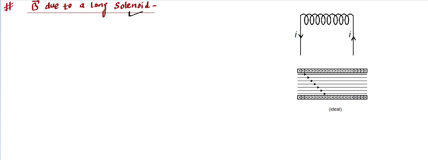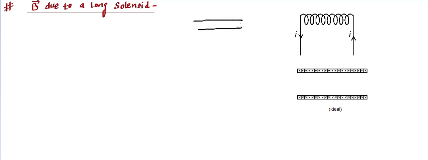When a number of loops are fitted together or placed close by, that geometry is called a solenoid. Or you can say that if we consider a cylindrical arrangement, non-conducting, over this we can wrap wire, forming a coil like this. So this coil, or these loops of current carrying wire, together is known as a solenoid.